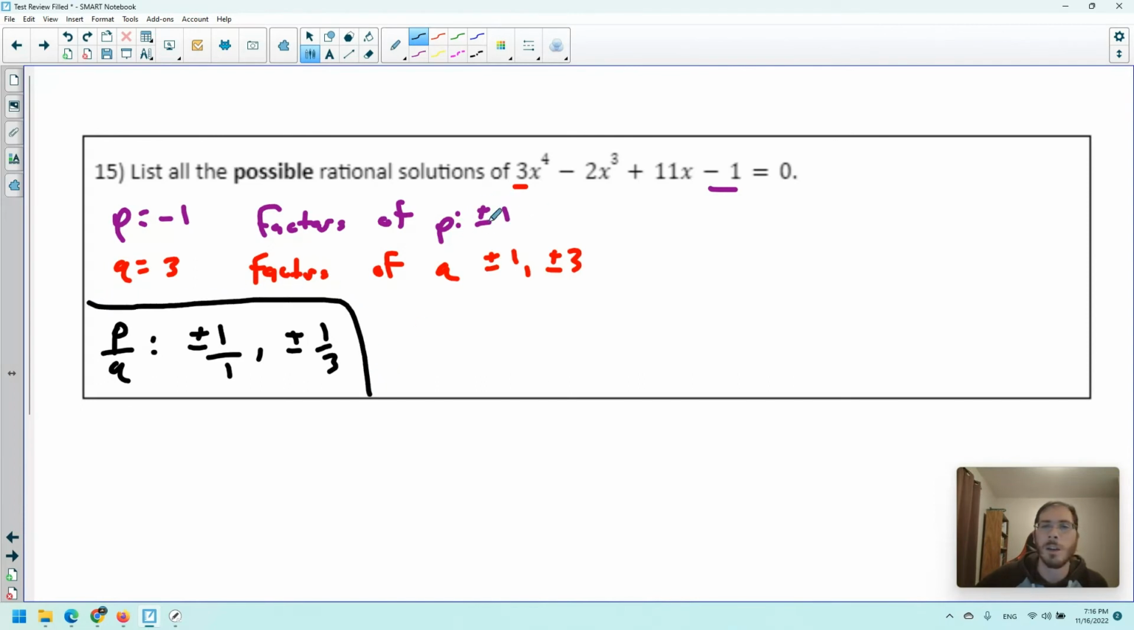But again, we're taking all of our P's and dividing by all of the Q's. So I did this one divided by that one, and then this one divided by the 3. If there were more P's, like let's say there were a 5 here, I'd have these and then also 5 over 1 and 5 over 3. I would keep going until my whole list is done. But that's it.